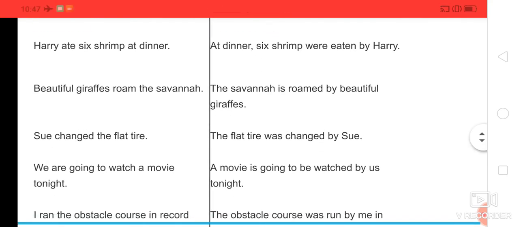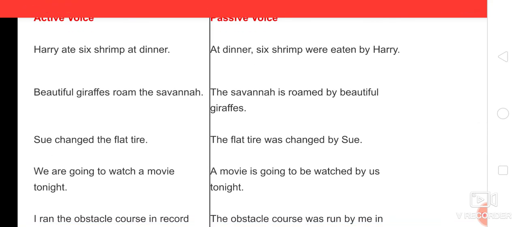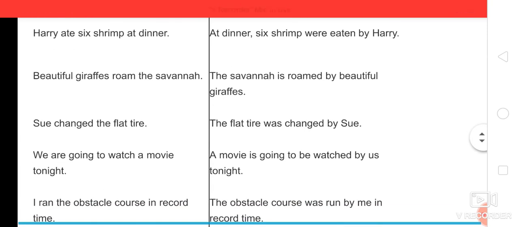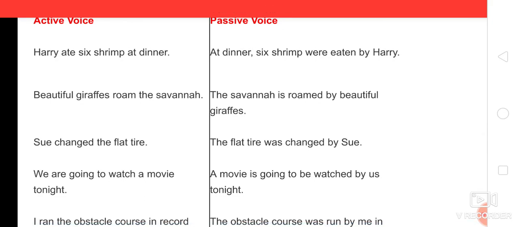So see, the second sentence is: beautiful giraffes roam the savannah. Okay. So let us again see what is the object and verb and the subject. So the subject is beautiful giraffes. Okay. Roam is a verb and the savannah is obviously the object. So how do you change it? First take the object in passive voice, then leave the middle place, and then take the preposition by along with the subject, that is by beautiful giraffes, right, and change the form of roam. So that's why the sentence becomes the savannah is roamed by beautiful giraffes, right?